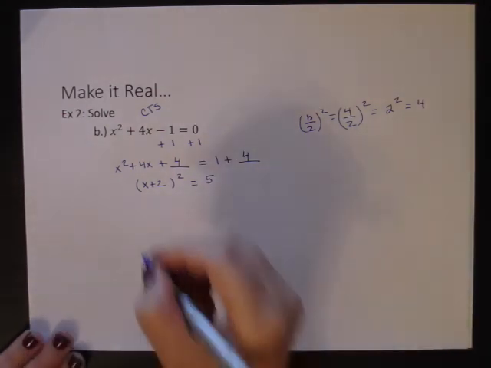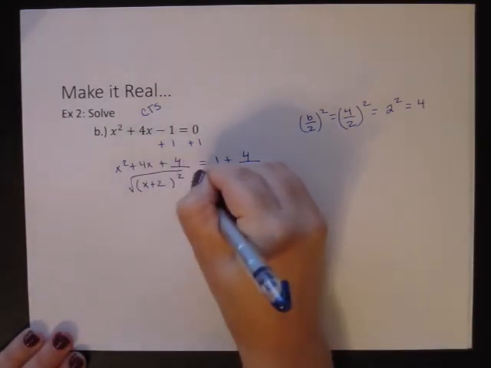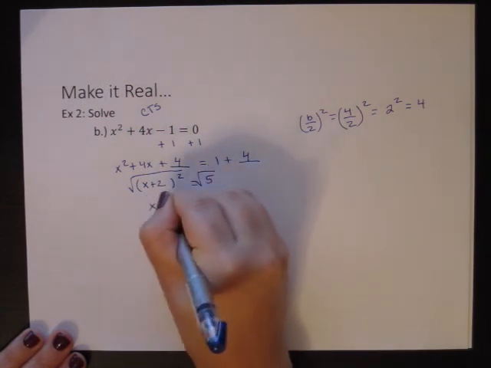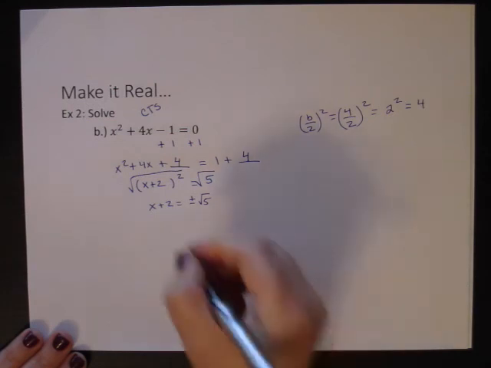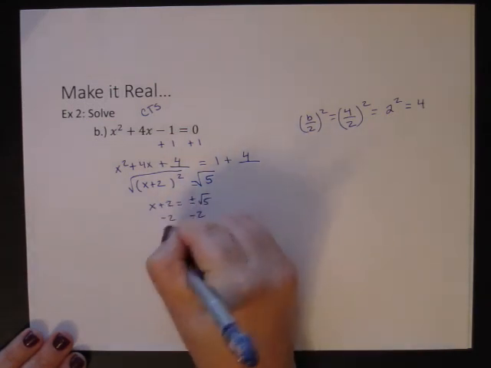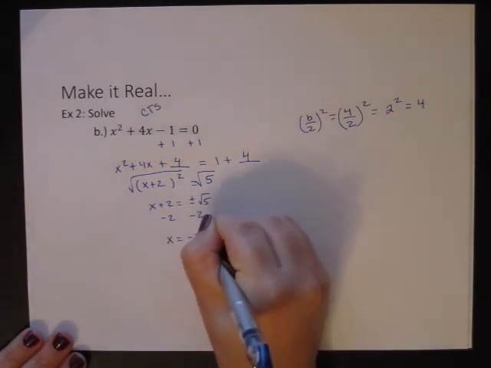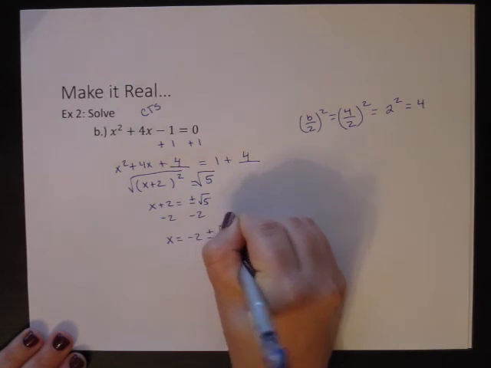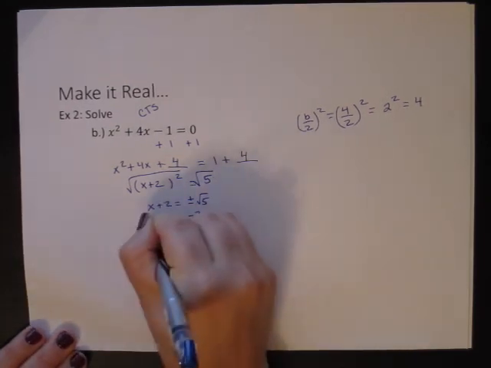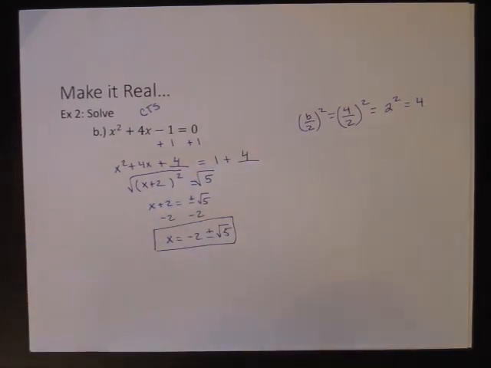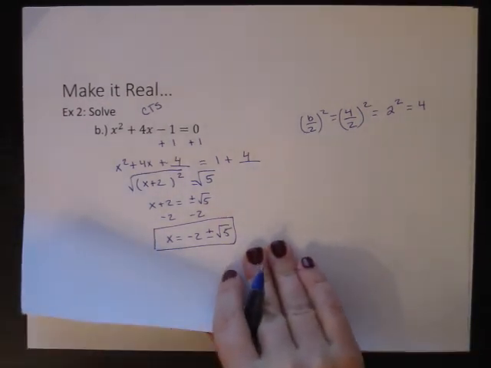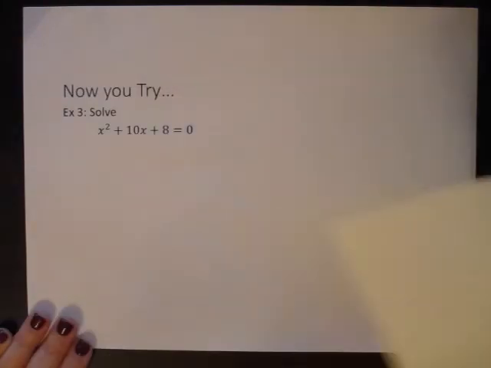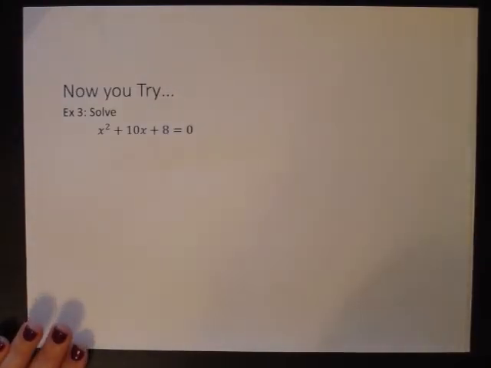Now to solve it from here, I've got to take my square root property. So I got x plus 2 equals plus or minus the square root of 5. Don't have x by itself, so I subtract 2 on both sides, and I get x equals negative 2 plus or minus the square root of 5. If you want to split them up, you can, but you don't have to. Hopefully the process is starting to make a little bit more sense. Okay? I want you to pause the video, and I want you to try to do this next one by yourself.